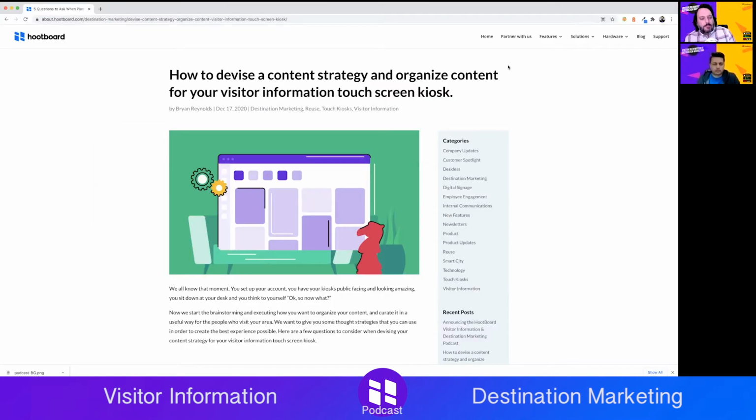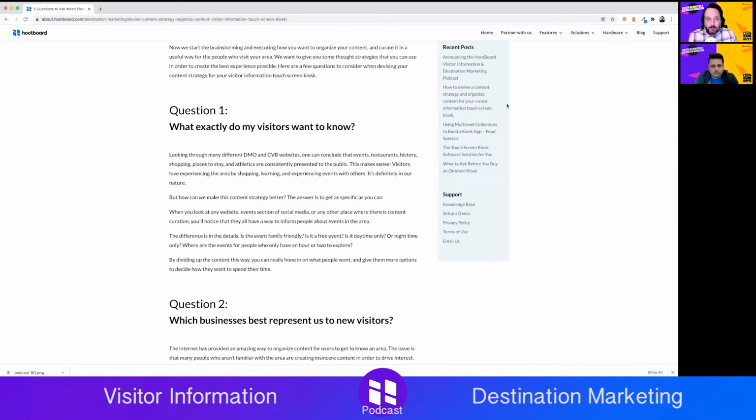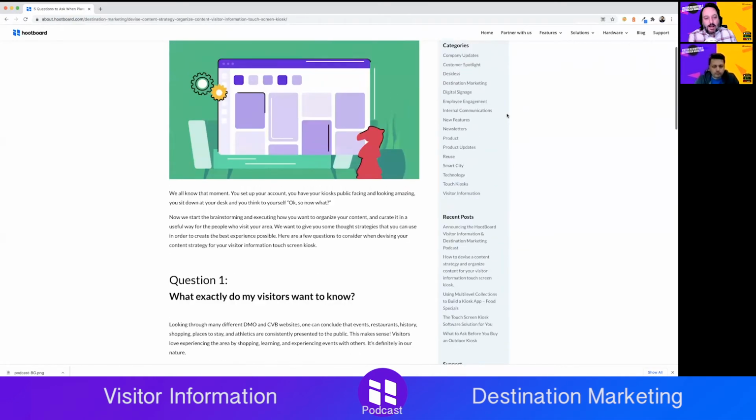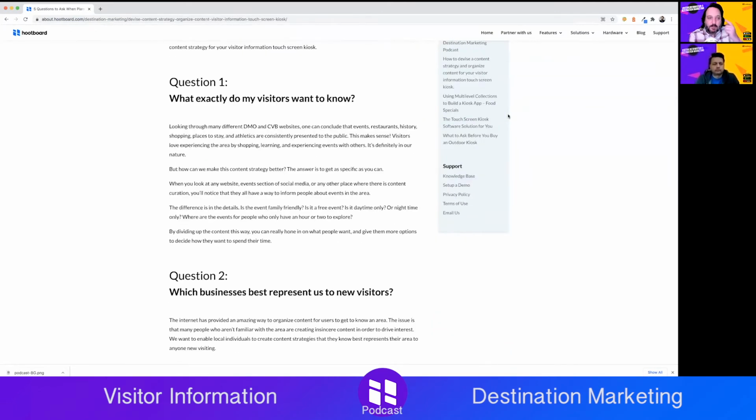When I wrote this blog post, we offer the touchscreen kiosk, and there are a lot of different content strategies and uses for the kiosk itself that I wanted to get into. This is actually getting a decent amount of organic traffic on Google, from people looking for DMO content strategies and content strategies for a kiosk. Naturally, the first question I think people need to ask before they organize the content for their visitor information kiosk is question 1: what exactly do my visitors want to know? It's a pretty basic question, almost self-explanatory, really. What exactly do my visitors want to know?